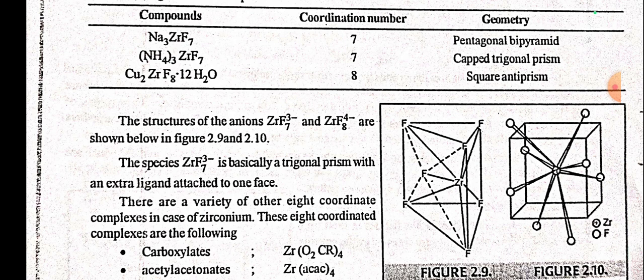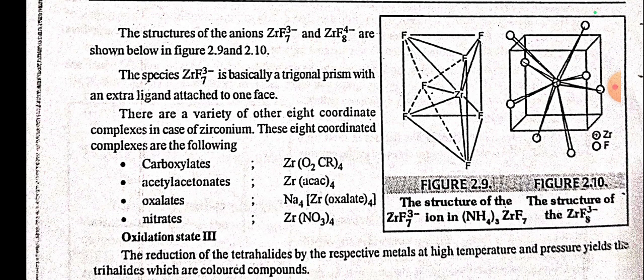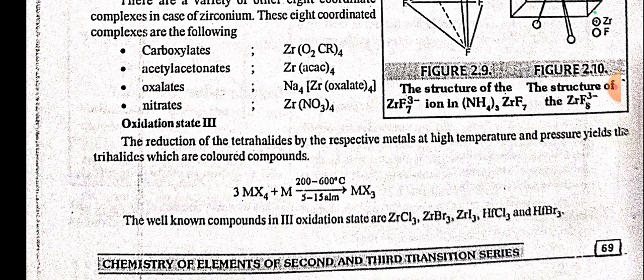There are a variety of 8 coordinate complexes in the case of zirconium. These 8 coordinated complexes include the following: ZrO2CrO4, Zr(acac)4, Zr oxalate 4, Zr nitrate 4. Oxidation state +3: the reduction of the tetrahalides by the respective metal at high temperature and pressure yields the trihalides, which are colored compounds. The well known +3 oxidation state compounds are ZrCl3, ZrBr3, ZrI3, HfCl3, HfBr3.